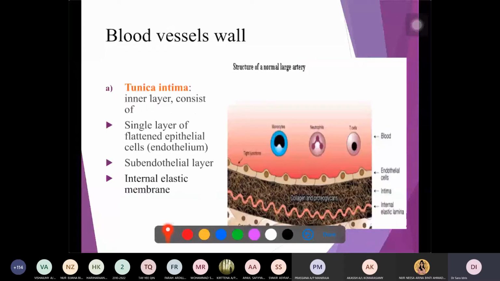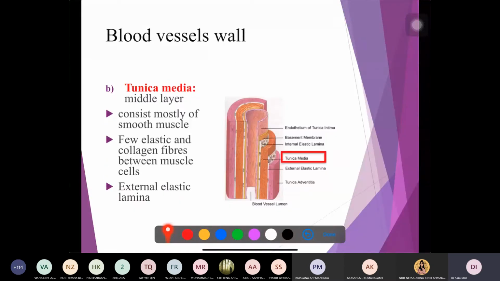So tunica intima, the innermost layer, will consist of a single layer of endothelium. This is a kind of epithelium cell, and then you have the subendothelial layer and also the internal elastic membrane, or the internal elastic lamina. The endothelium is where the tunica intima will begin, and the internal elastic lamina is where the tunica intima will end. Anything more superficial than this, on the outer side of this, will already be going to the tunica media.